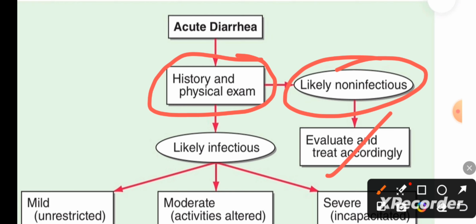So for any case of acute diarrhea, initially the history and physical examination is needed. After that, we will rule out whether it is likely due to infection or some other non-infectious cause. Then we will evaluate the non-infectious causes of diarrhea and treat accordingly.